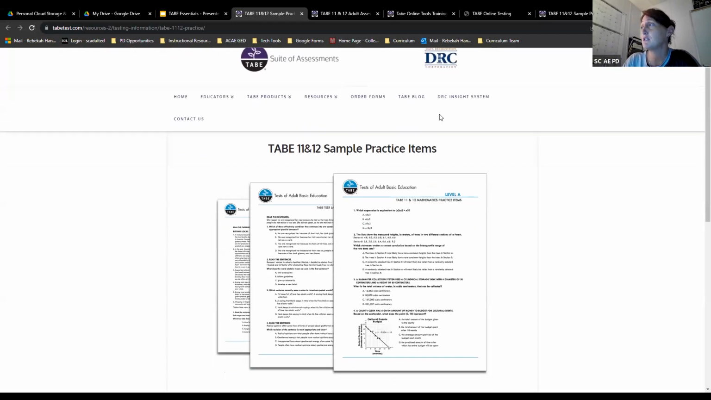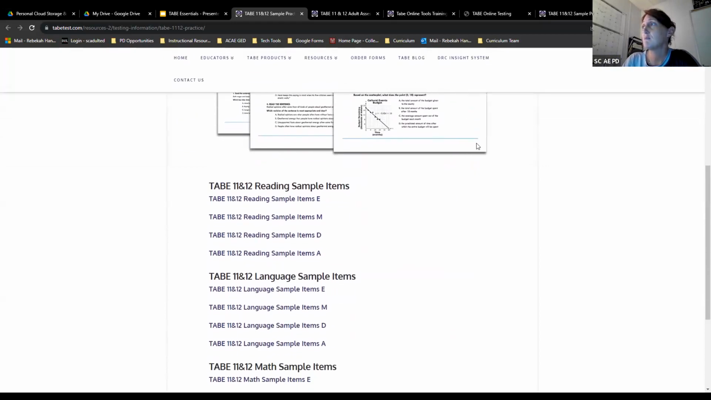Again, this is from DRC. So this is coming straight from the makers of the test. Okay, let's back up a second and talk about these levels here, because I want to make sure we're all on the same page. We said this is TABE Essential, so we have to understand what these letters mean.